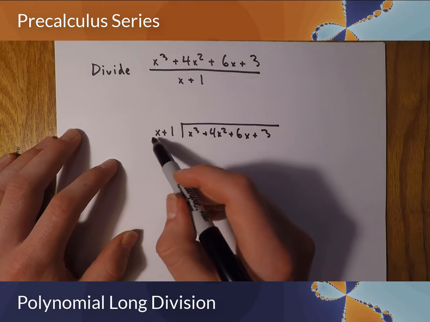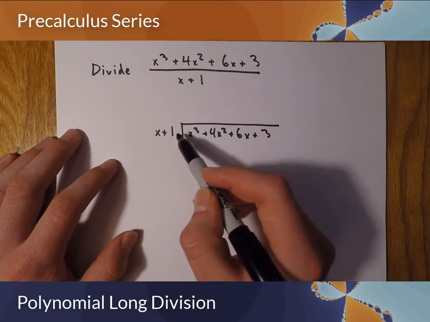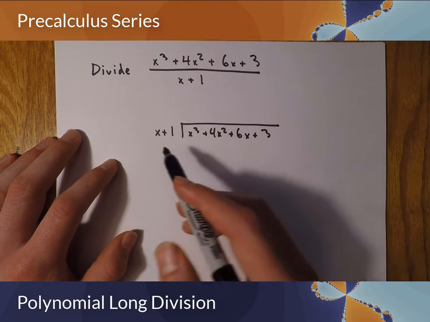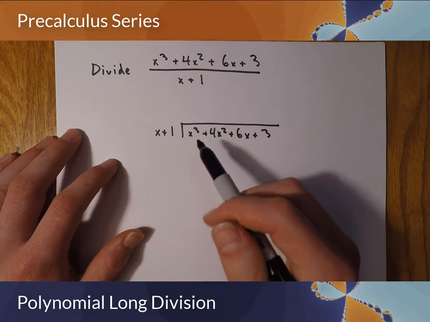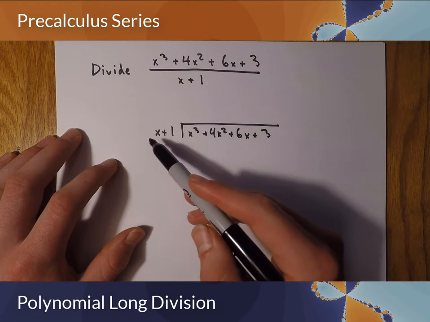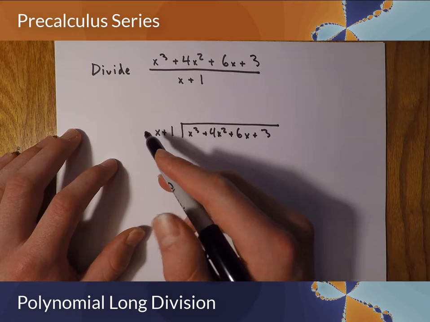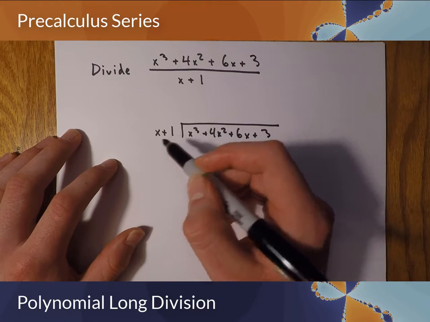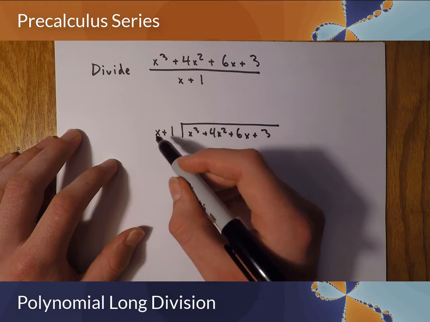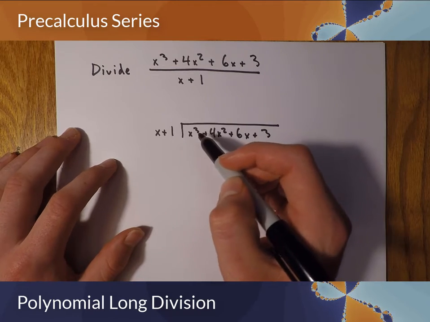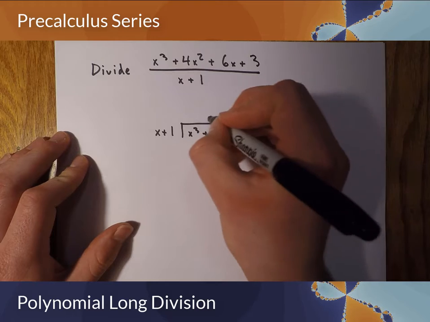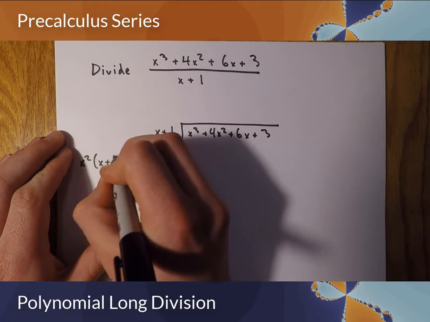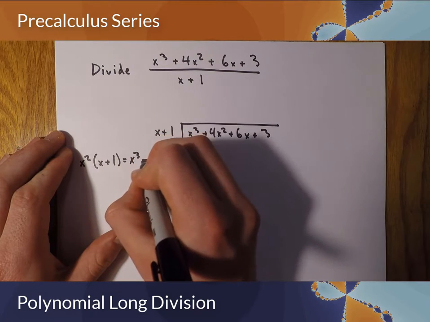So we want to find how many times x plus 1 fits into x cubed plus 4x squared. And we aren't going to be able to cancel both terms with this, but at least we can figure out how many times the first term here fits into the first term here. And so x can be multiplied by x squared to get x cubed. So I'm going to write x squared times x plus 1 equals x cubed plus x squared.